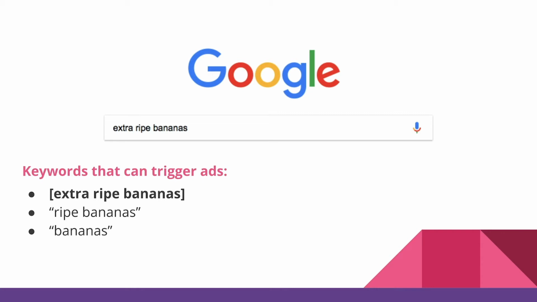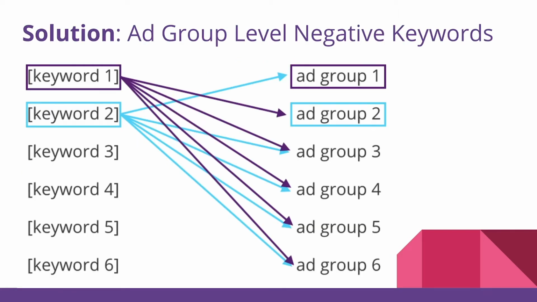Obviously, none of the latter mentioned ads would be as relevant to the search as the ad specifically created for the keyword extra ripe bananas would be. Here's where ad group level negative keywords come in. And here's a scheme explaining how they work. Feel free to pause the video and study this for a second or two.